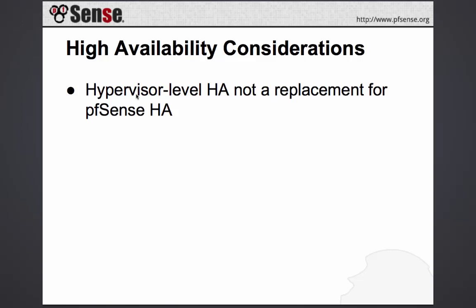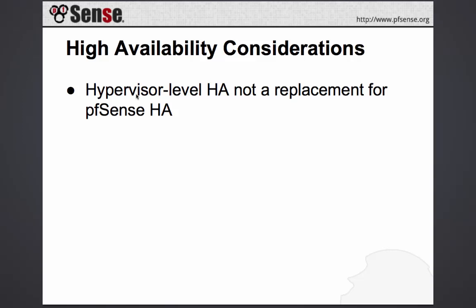High availability considerations. A lot of people wonder if the high availability offered at the hypervisor level, where you have shared storage and multiple hosts and you can migrate machines across them, is a good replacement for the high availability at the firewall level. It's not a replacement, because there's a lot of things that you can do when you have high availability at the application inside of the VM that you just can't do otherwise.